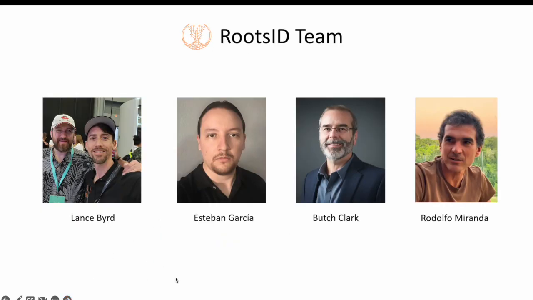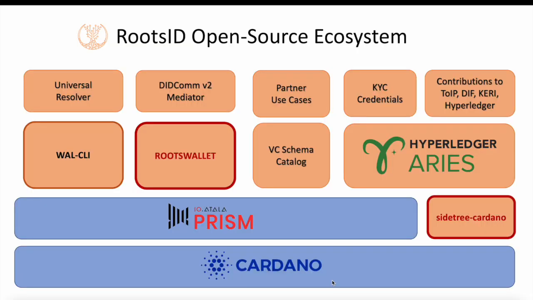The RootsID team is composed by Lance, Esteban, Butch, and myself. RootsID is an open source development team. We build components for the self-sovereign identity ecosystem. Our components are on top of Cardano, and most of them also on top of Atala Prism, such as our RootsWallet, that is an identity wallet. We also build a component that is Sidetree that is not related to Atala Prism. And this project is about connecting RootsWallet with Sidetree Cardano.